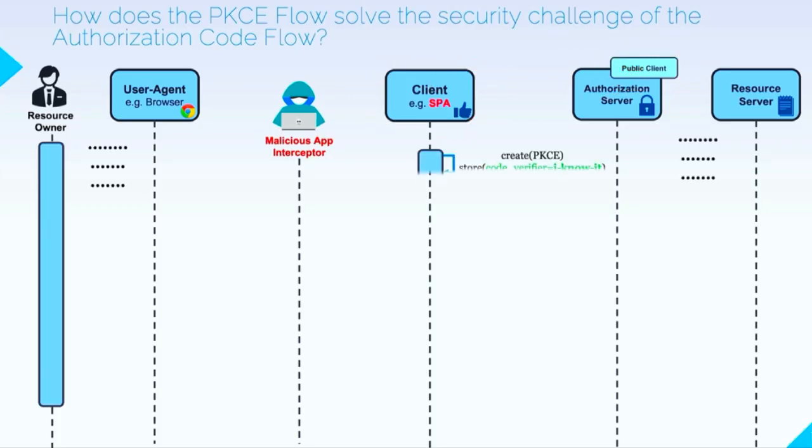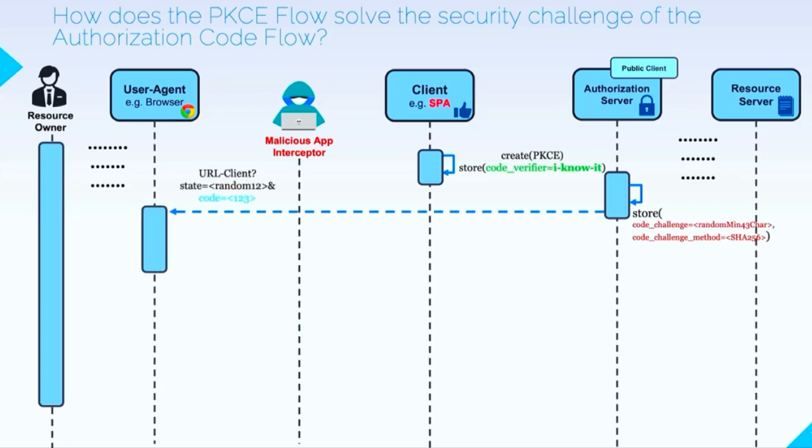In the PKCE flow, the client has already generated a proof key for code exchange and securely stored the code verifier locally. The authorization server, during the initial redirect request, has stored the code challenge and the code challenge method. Now, when the authorization server redirects the resource owner back to the client via the user agent and provides an authorization code, the malicious application intercepts again because it's still monitoring the traffic.